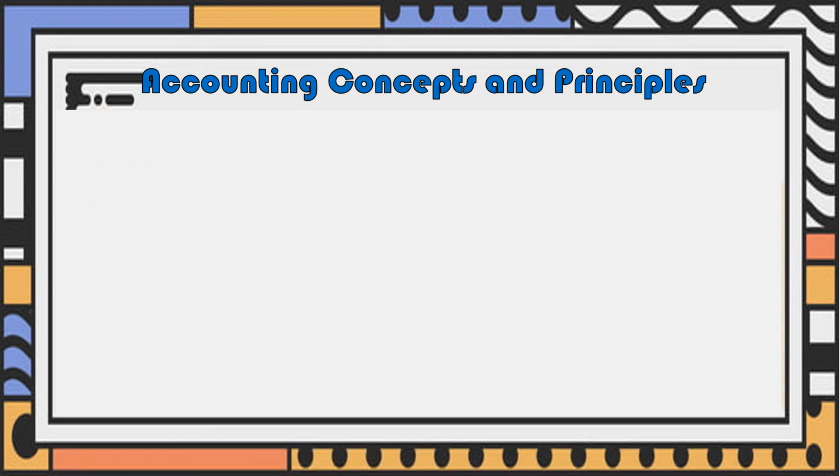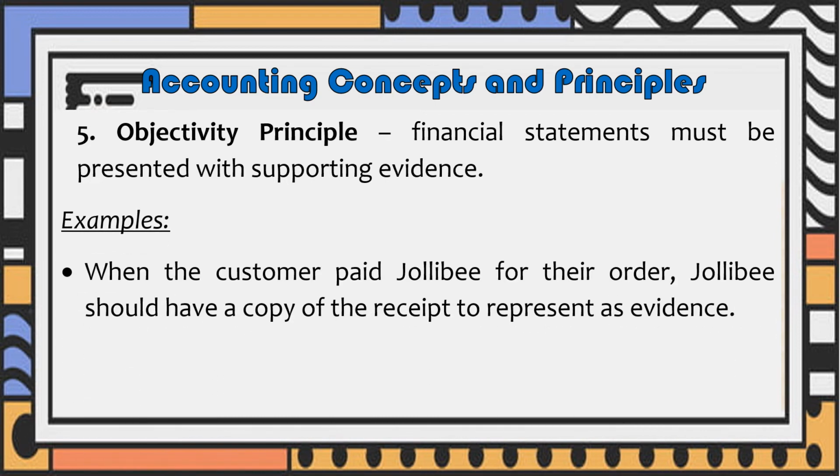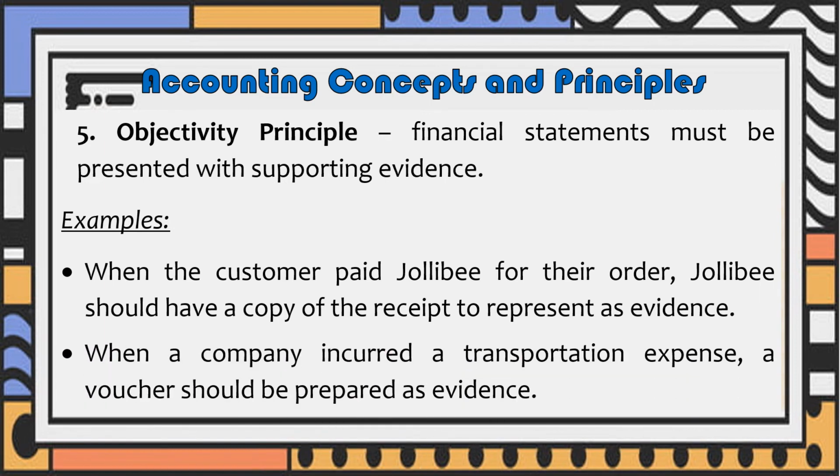Next, we have the objectivity principle. In this concept, financial statements of an organization must be presented with supporting solid evidence. And the intent behind this principle is to keep the management and the Department of Accounting from making financial statements that are affected by their opinions and biases. For our examples, when the customer paid Jollibee for their order, Jollibee should have a copy of the receipt to represent as evidence. When a company incurred a transportation expense, a voucher should be prepared as evidence.